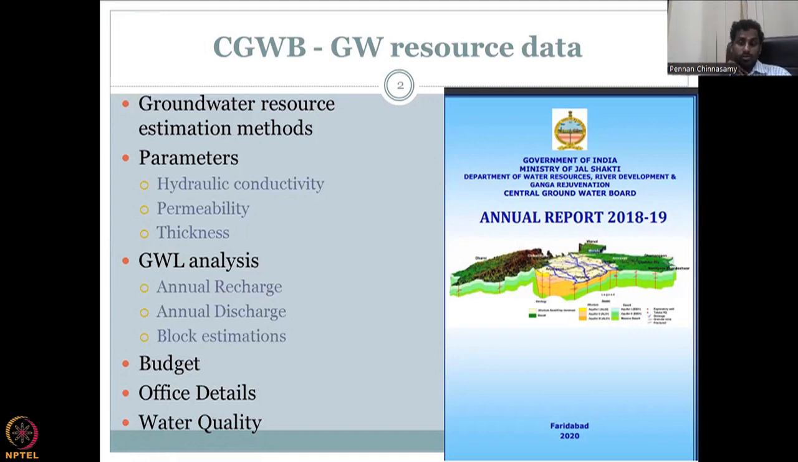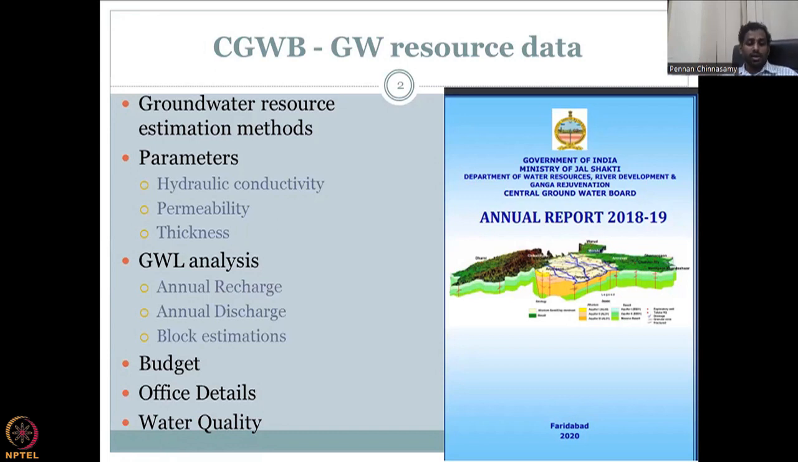The scientists are very good. We have different scientist levels in CGWB. I remember when I was a student also, I used to communicate with the CGWB office in Chennai, in Besant Nagar, and they were very, very helpful. They would teach the concept, etc., because they are also always in research, and they're happy to see people who like to work on groundwater as a student.